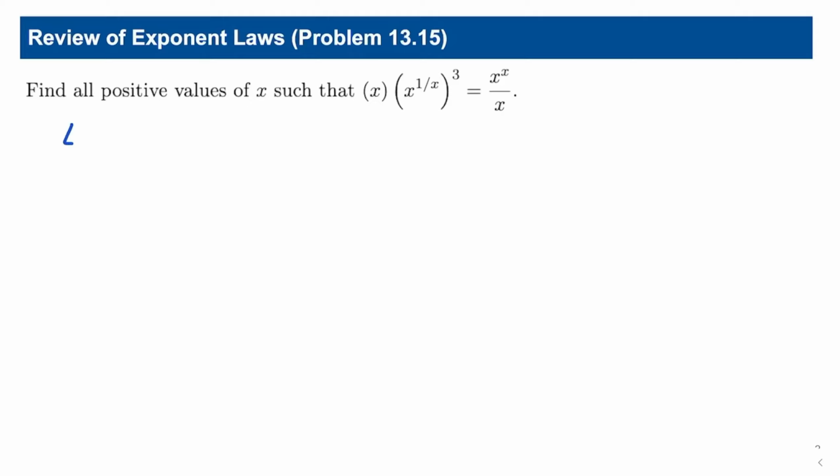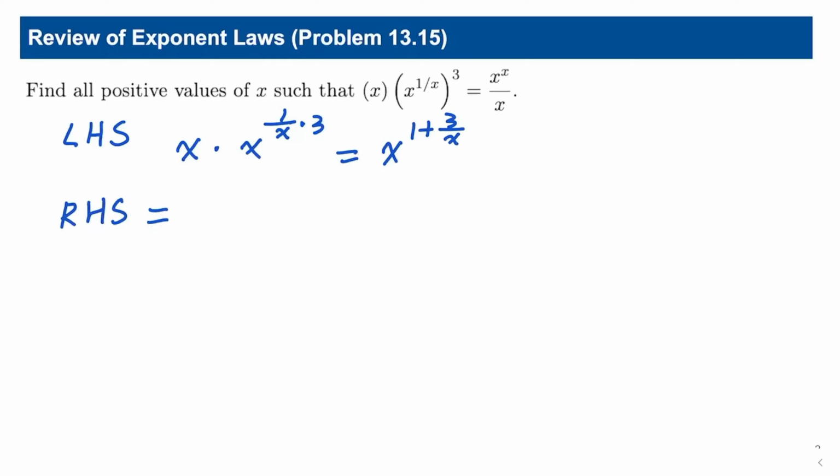Let's first simplify the left-hand side. We have x times x to the power 1 over x times 3. This is x to the power 1 plus 3 over x. The right-hand side equals x to the power x minus 1. Therefore, we have x to the power 1 plus 3 over x equals x to the power x minus 1.